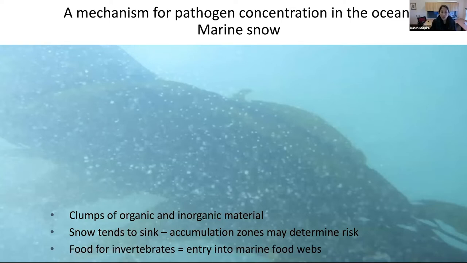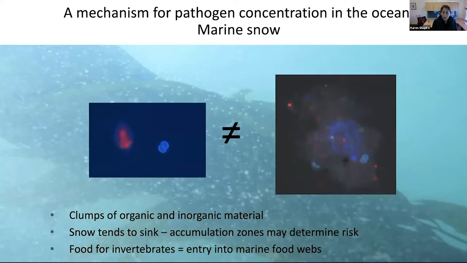These particles also serve as food for invertebrates. So they provide a potential mechanism of entry into animals that either humans or sea otters can eat. But until about 20 years ago, nobody really thought about the impact of these marine snow particles on pathogen transmission. So we really entered the field when virtually nothing was known.